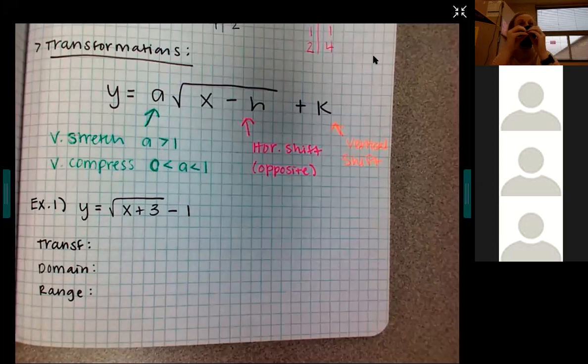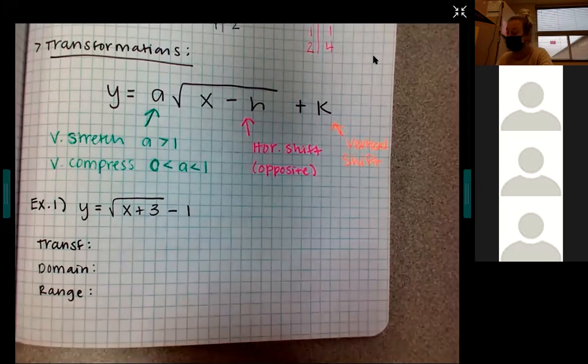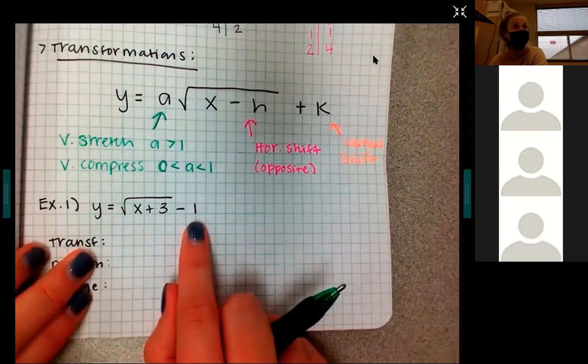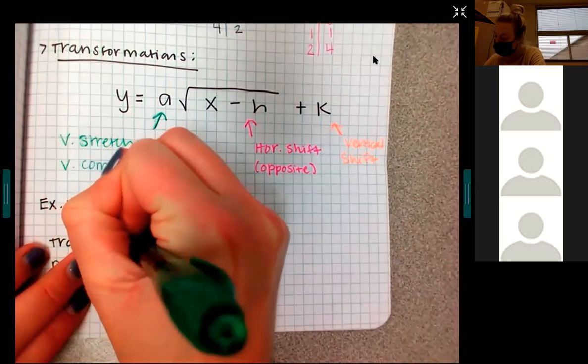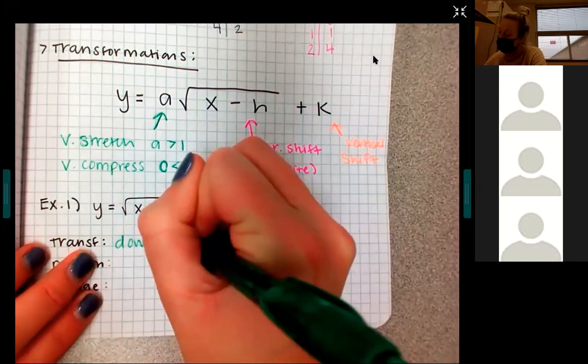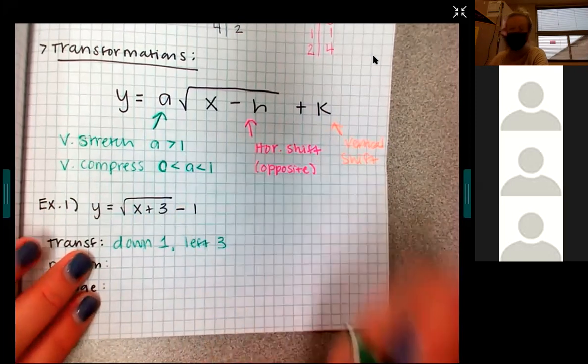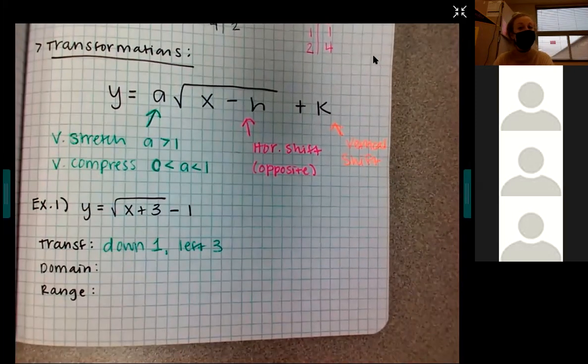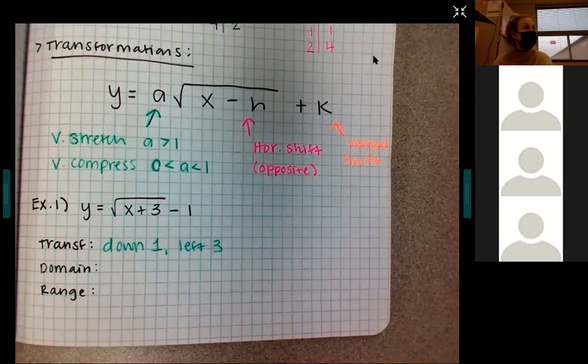So transformations, how did we shift this square root function? What did we do? Down 1. Good, BD. Vertical shift down 1 because there's a -1 on the outside. What else did we do? Left 3. Does everybody agree this square root function went down 1, left 3?